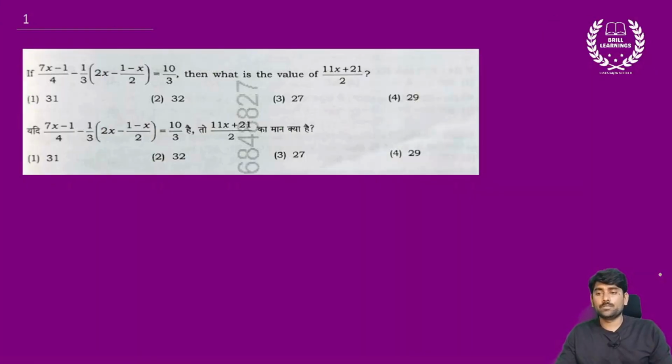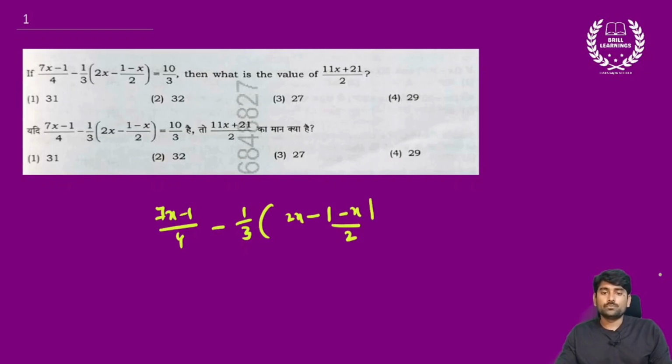Simplify the expression, given expression 7x minus 1 by 4 minus 1 by 3 (2x minus 1 minus x by 2) is equal to 10 by 3. Okay, in this question they have framed the question in such a way that you may be confused here in the sign value, whether this minus is applied to both this and this or not. So that is the confusion they have created here.